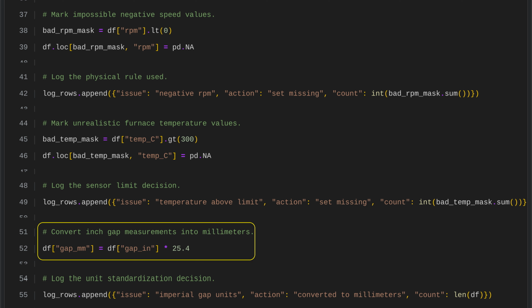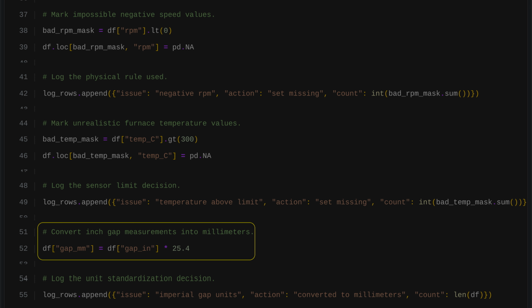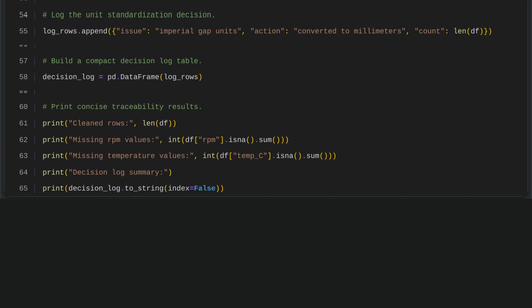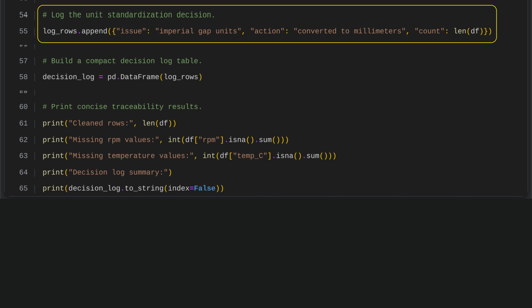The code converts gap measurements from inches to millimeters by creating a new metric gap column from the existing inch values. This standardizes the data in metric units, which supports consistent engineering analysis. The code records a unit standardization step by adding a log entry. It notes that imperial gap units were converted to millimeters and records the total number of affected data frame rows, helping track consistency in the data.